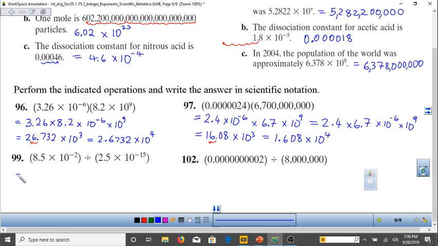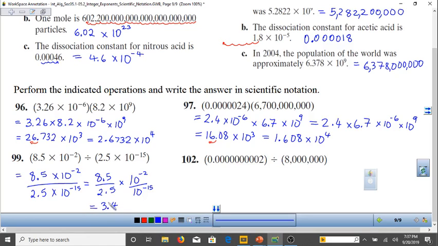Now for this one, I'm going to write this as a fraction. So I have 8.5 times 10 to the negative 2 over 2.5 times 10 to the negative 15. And then I see that this is the same as 8.5 divided by 2.5, and then times 10 to the negative 2 divided by 10 to the negative 15. 8.5 divided by 2.5 is 3.4. So I end up with 3.4 here.